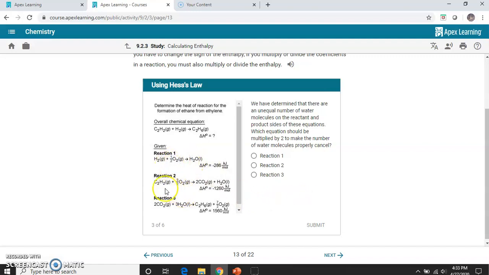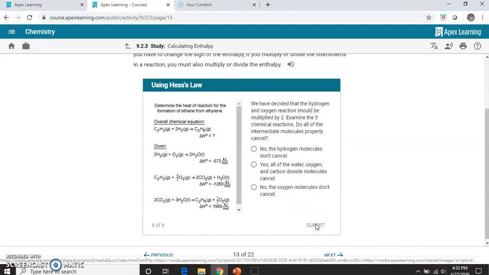Partly because I think if I put 2 here, would that be too many? I don't need 2 there, and that's too many. So I'm going to go for reaction 1. Okay. Now, you've decided that hydrogen and oxygen should be multiplied by 2. Okay, we did that. Example 3, do all of the intermediate molecules cancel out?